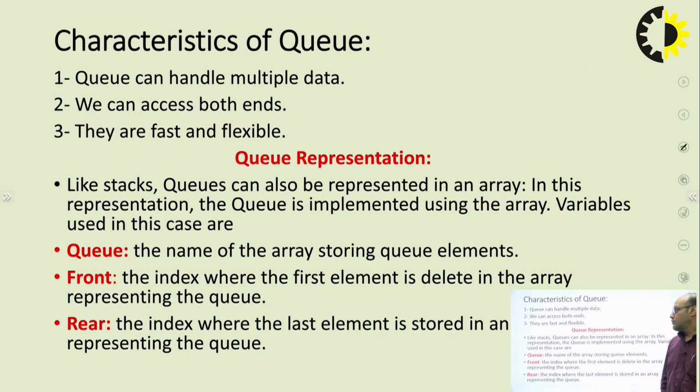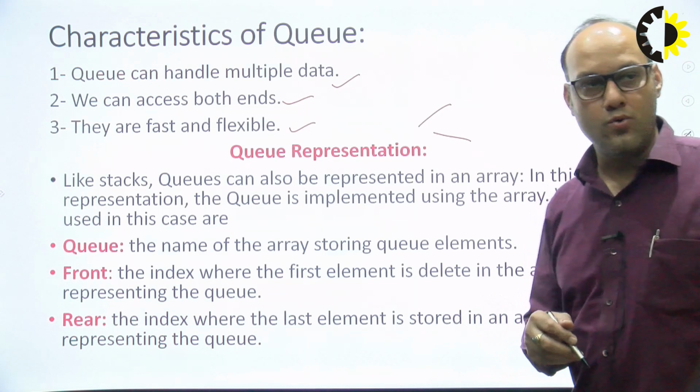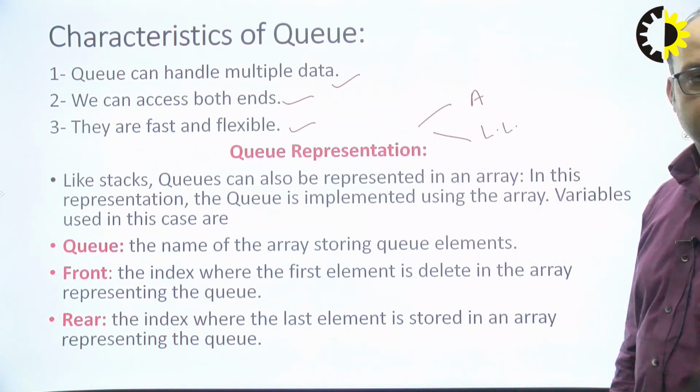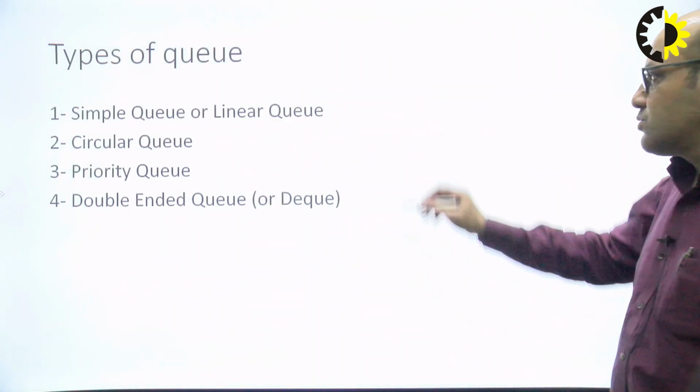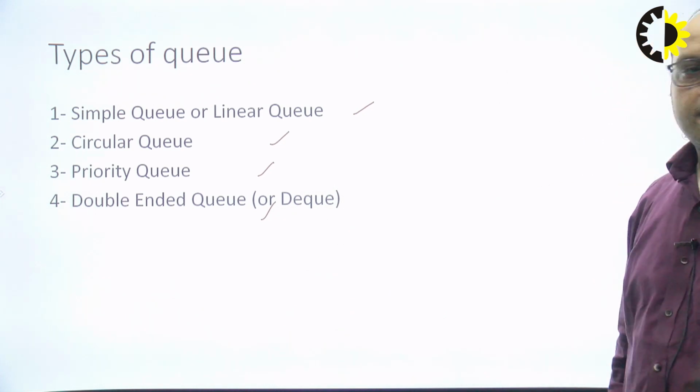Okay. So what are the characteristics of a queue? A queue can handle multiple data. As we have seen, there are two pointer variables, front and rear. We can access both the ends, they are fast and flexible. How is the queue represented again? In the case of stack, there are two implementations. Same in the case of queue, there are two implementations, array and linked list representation. These are the types of queue: simple queue, circular queue, priority queue, and double-ended queue.